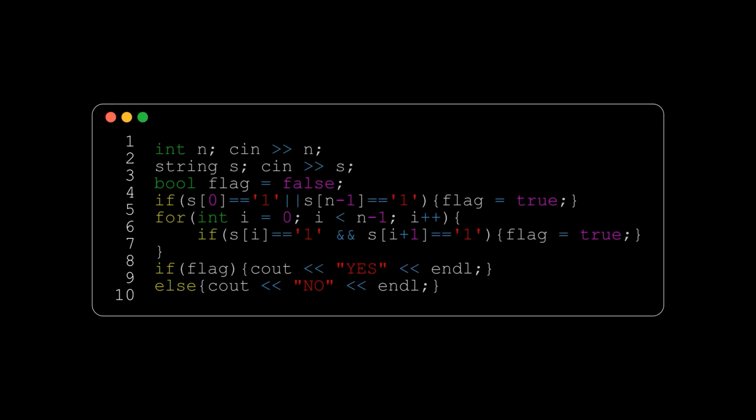The code here is very simple. All we have to do is check if the first element or the last element is a 1, or there are two consecutive ones. This can be done with a simple for loop and if statements.